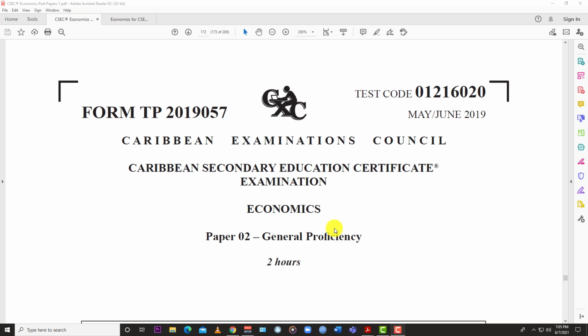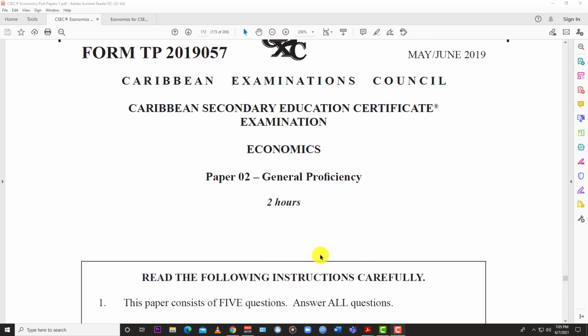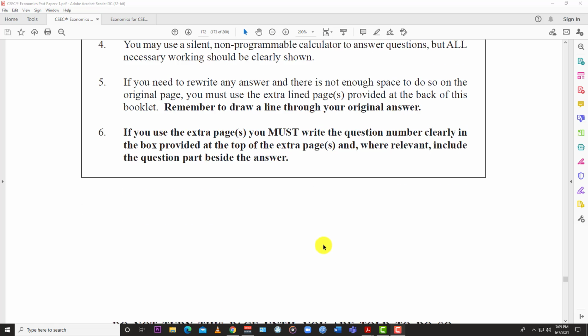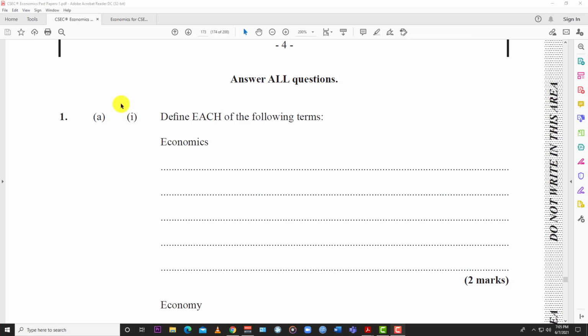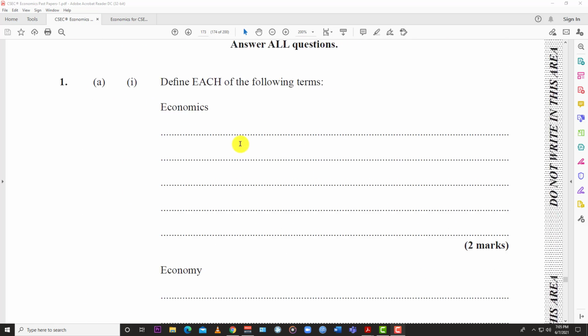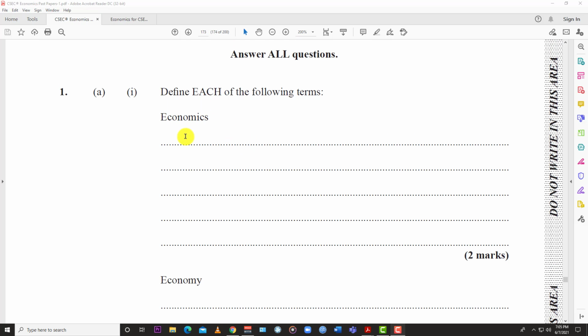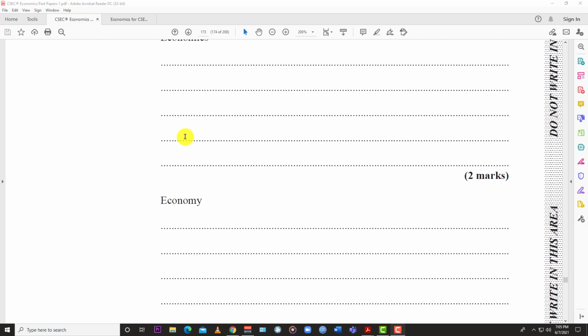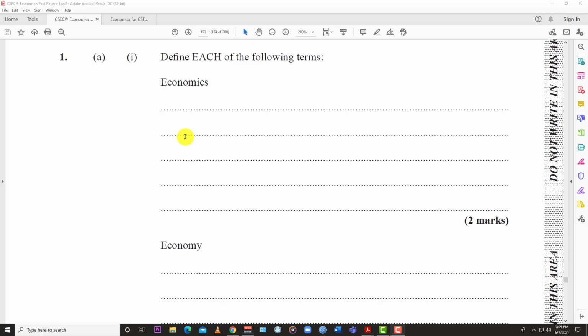So let's just jump right into the mid-June 2019 Economics Paper 2. Question 1 is asking us, define each of the following terms. The first one is economics, and the second one is the economy.